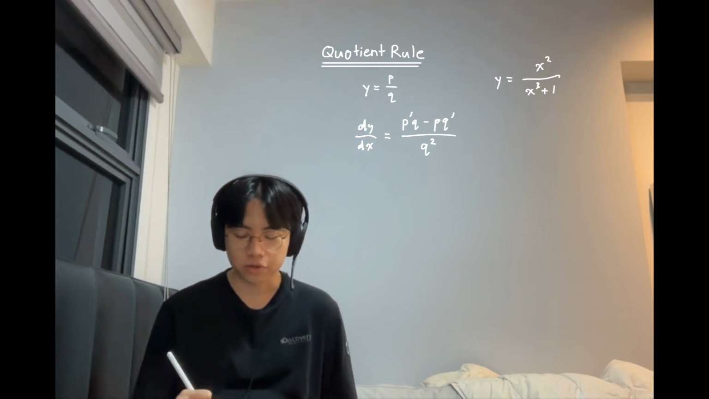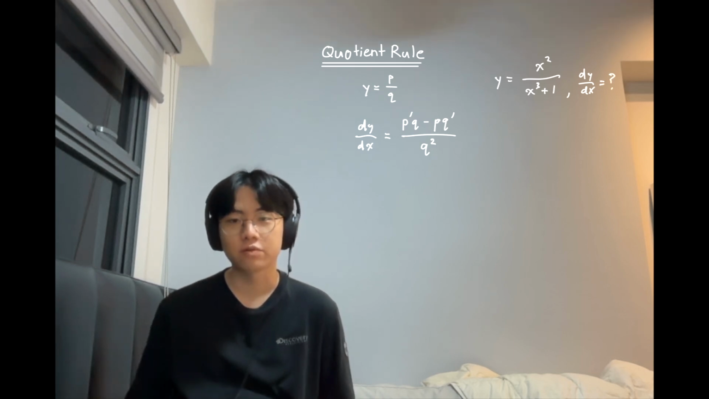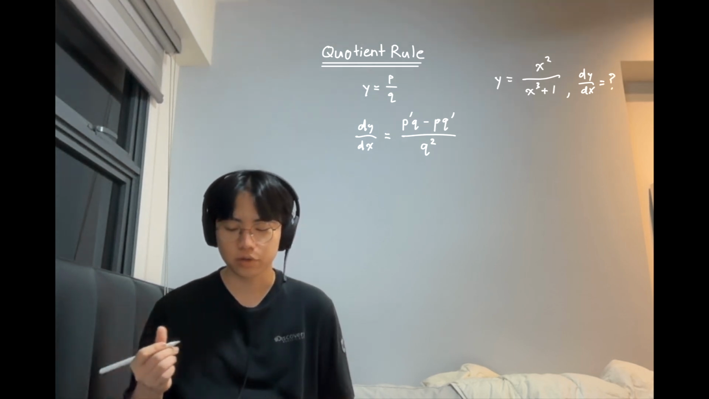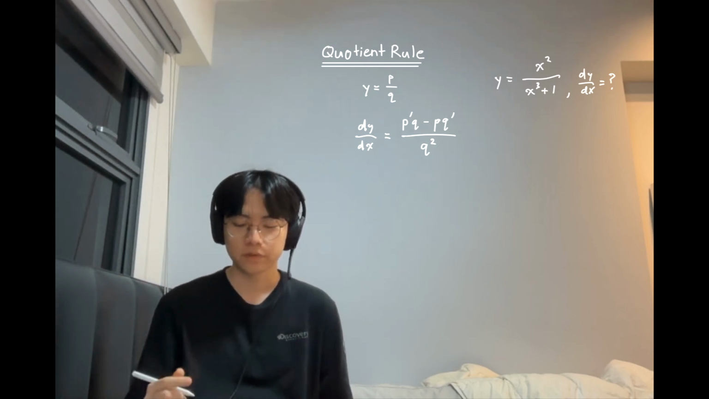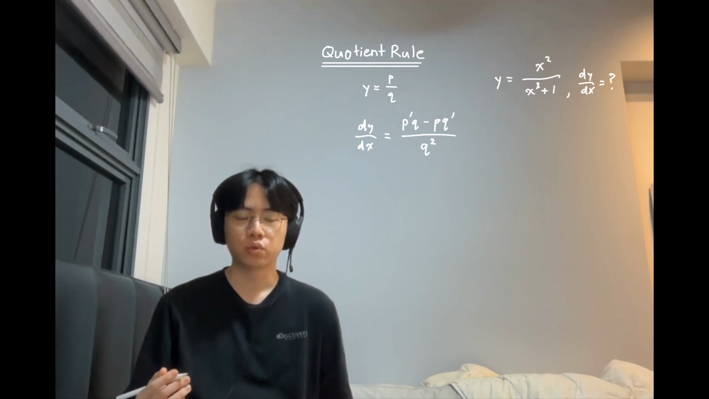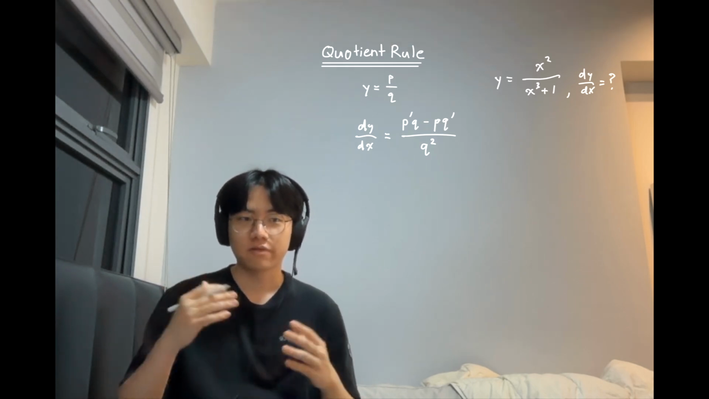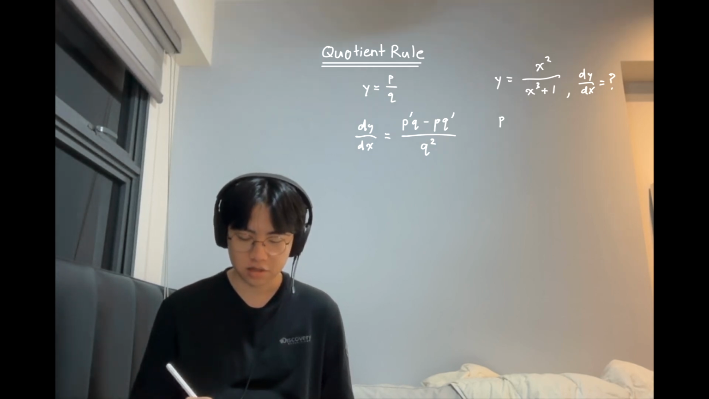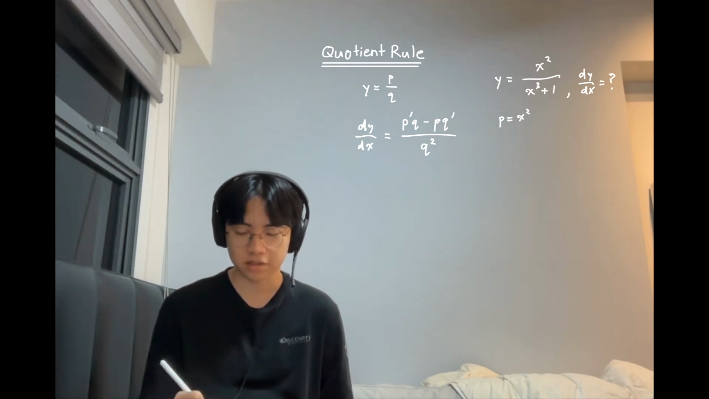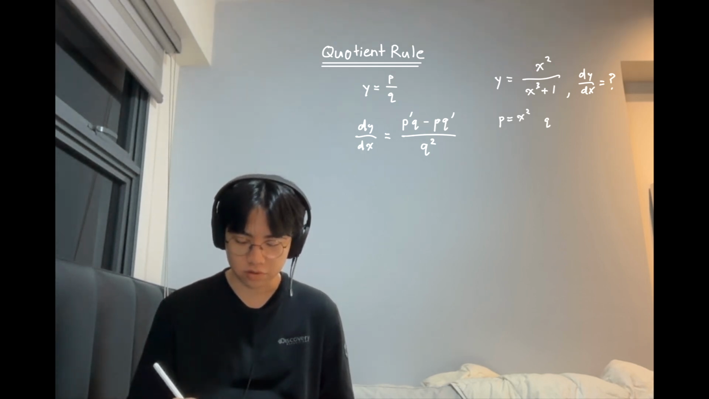Alright, and let's say now the question is, what is dy dx? Pretty straightforward question. So what do we do here? We know it's a rational function, which means it's a fraction, and we can use the quotient rule. And in order to even apply the quotient rule, we first identify what's p, identify what's q, and then after that find the derivatives and plug into the formula. So in this case, p is equal to x squared, since it's the thing at the top. Then q is equal to x cubed plus 1.